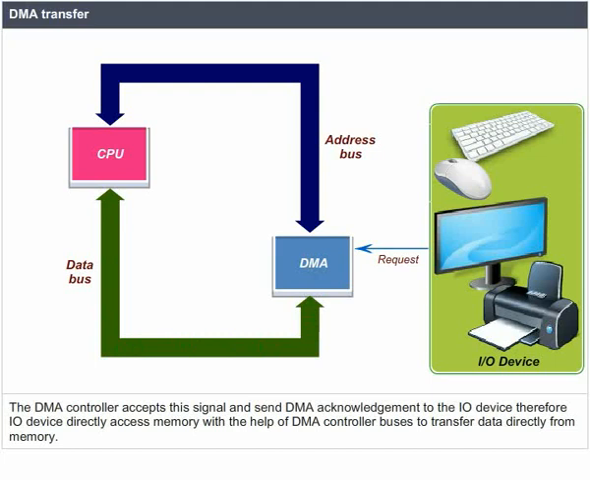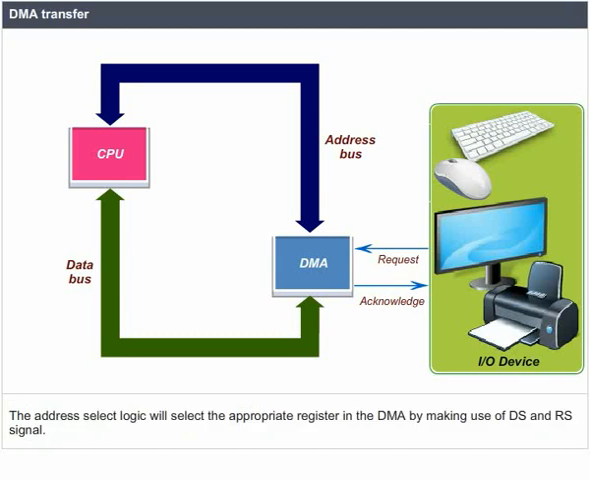The DMA controller accepts this signal and sends DMA acknowledgement to the input-output device. Therefore, input-output device directly accesses memory with the help of DMA controller buses to transfer data directly from memory. The address select logic will select the appropriate register in the DMA by making use of DS and RS signal.